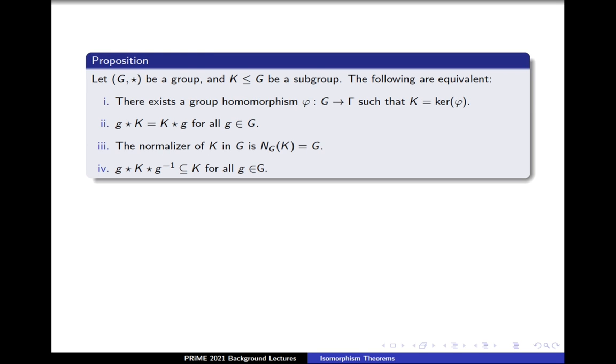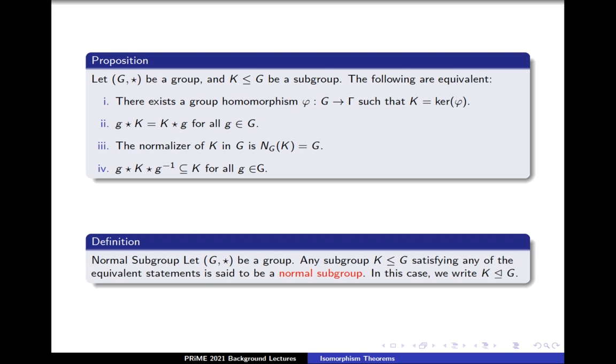Third, we say that the normalizer of K in G, or N sub G of K, is equal to all of the group G. And fourth, we have that g star K star g inverse lands back in K for all little g in capital G. So let's make a definition to describe any one of these equivalent statements. We will call such a subgroup a normal subgroup. So let G with star be a group. Any subgroup of G satisfying any of the equivalent statements is called a normal subgroup. And in this case, we will write K is a normal subgroup using this symbol.